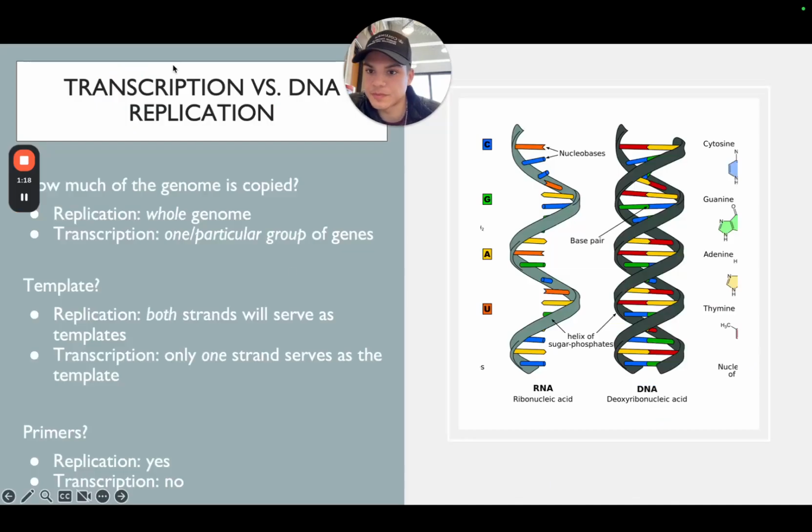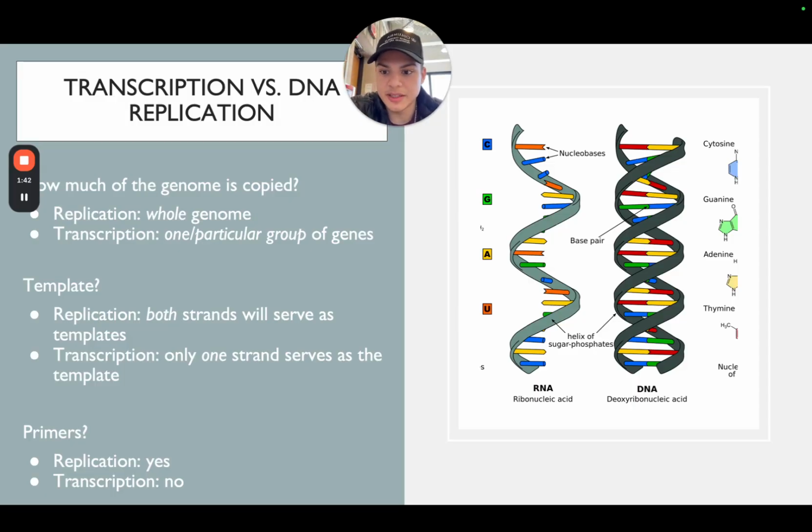So how much of the genome is copied when we compare transcription and DNA replication? In DNA replication, the whole genome is copied. In transcription, it's only a particular subsection of the entire genome. And this makes sense. We don't have a protein that spans the length of our entire genome. That just doesn't make sense at all.